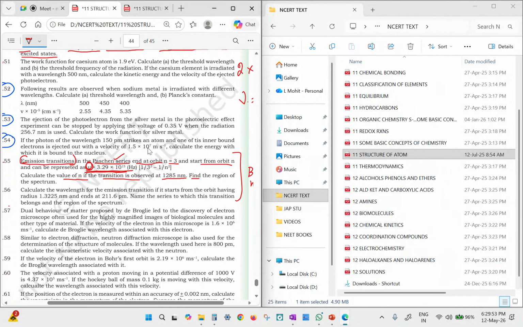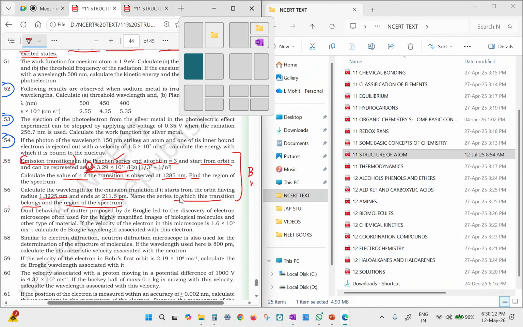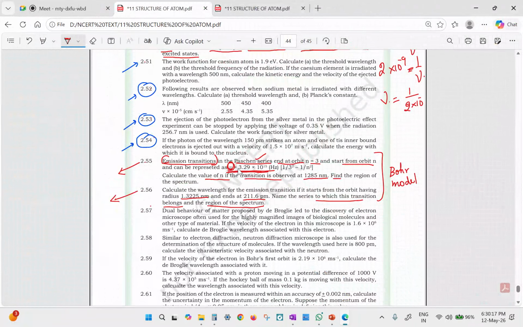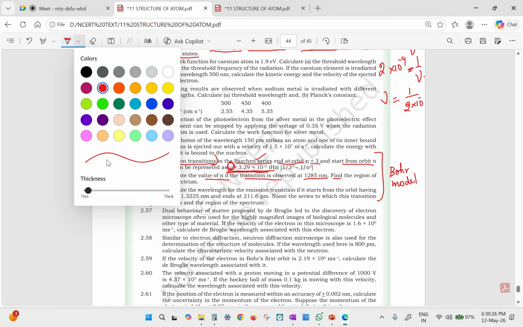Okay. Same way, see, they have given you the wavelength values, lambda 1, lambda 2. Name the series to which this transition belongs and the region of spectrum. You try this on your own. Calculate the wavelength for the emission transition if it starts from the orbit having so much radius. Oh, I saw the unit and I said it is wavelength. No, it's radius. I'll write it here itself.